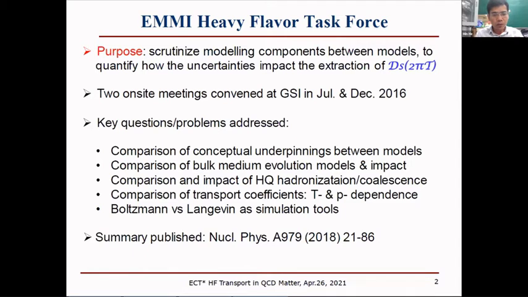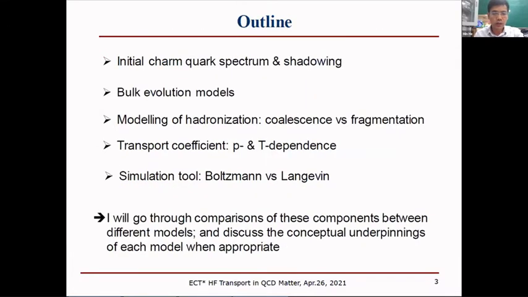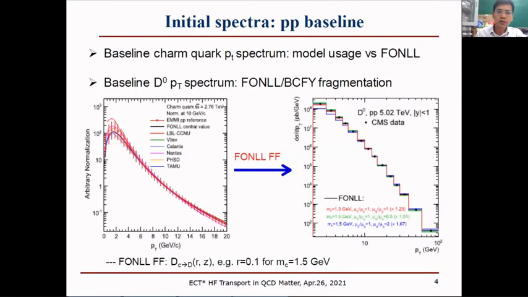And the summary made from these 2 meetings was already published in 2018. So in my talk, I will go through the comparisons of all these components as shown here between different models and discuss the conceptual opinions of each model when appropriate. First, initial charm quark spectra. This will be serving as a kind of baseline for the simulation of heavy quark transport in quark-gluon plasma.